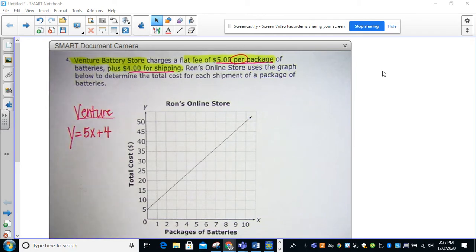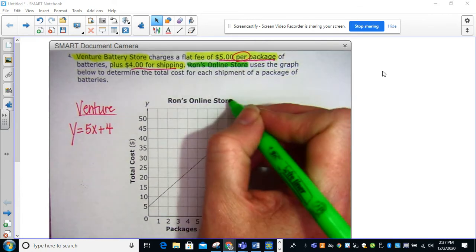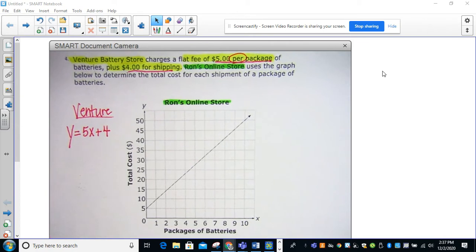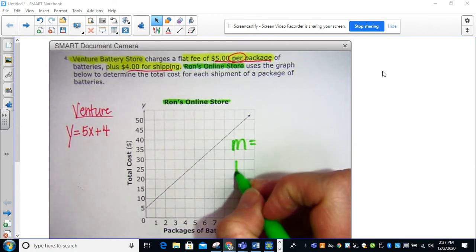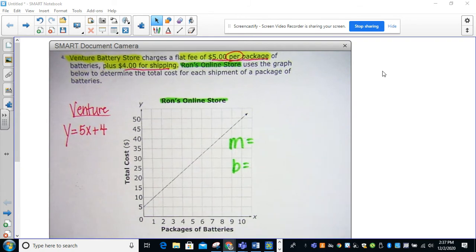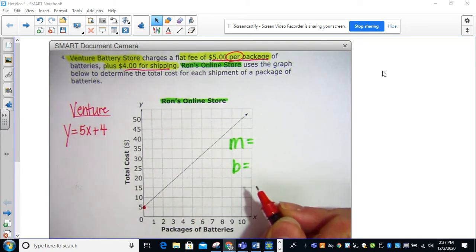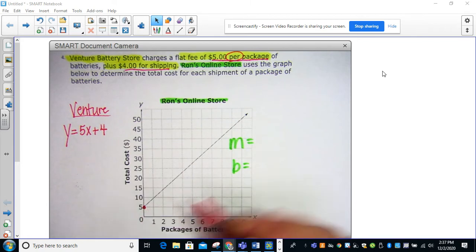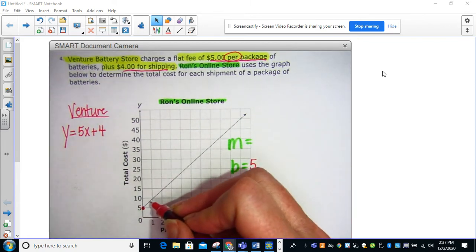Next, we have a different company, Ron's Online Company, except they give you that information in a graph. So we need two things. We need an M, a slope, and a B, a y-intercept. So let's look for some points. Here obviously is a good point because it helps us find our y-intercept also. Our y-intercept is 5.